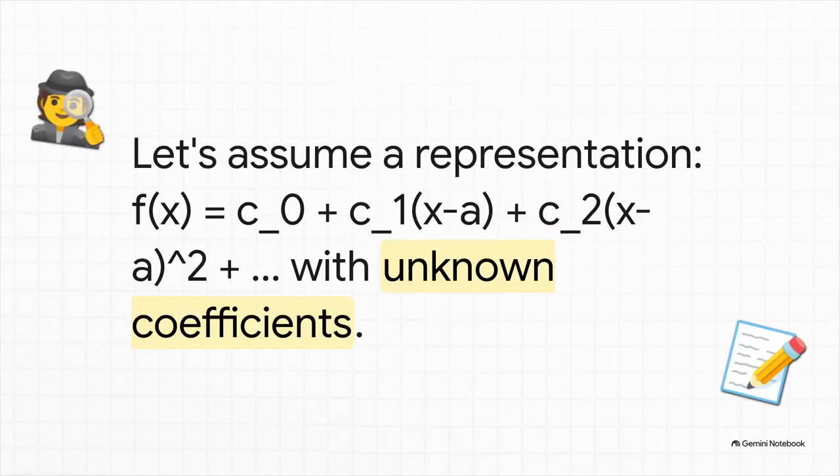To kick off our little mathematical interrogation, we're going to do something mathematicians absolutely love to do. We are just going to assume our suspect exists. Let's suppose that our function f can in fact be represented by a generic power series centered around some arbitrary number a. So f of x equals c sub 0 plus c sub 1 times x minus a plus c sub 2 times x minus a squared, and so on and so forth. Right now, all those c coefficients are completely unknown to us. They're basically wearing masks. So our immediate goal is to force those unknown coefficients to reveal their true identities, using nothing but the original function f.